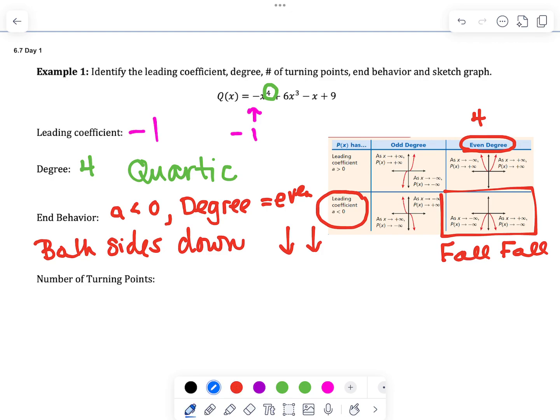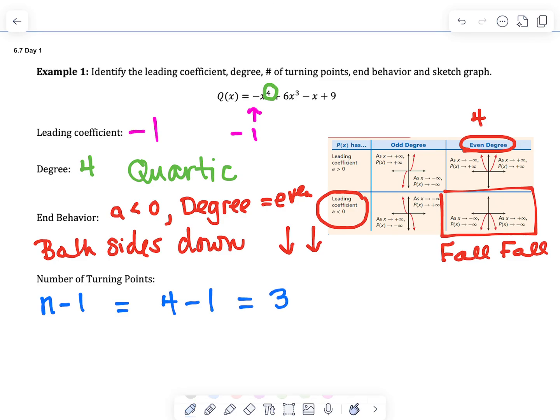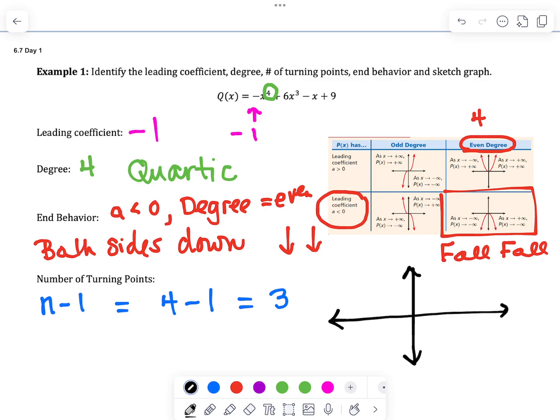The next thing is the number of turning points we have. So we use our expression n minus 1. Our degree was 4, so 4 minus 1 is 3. So we have 3 turning points. Then we're going to go ahead and sketch just a little sketch of our graph. So here is our y-axis and our x-axis.